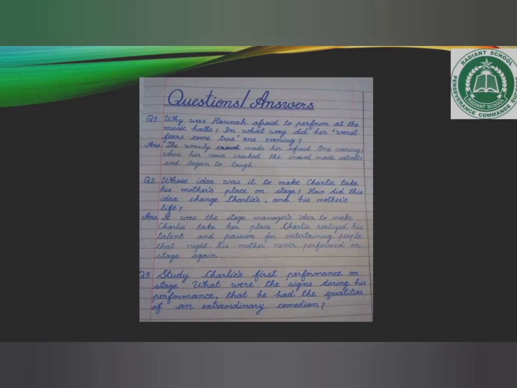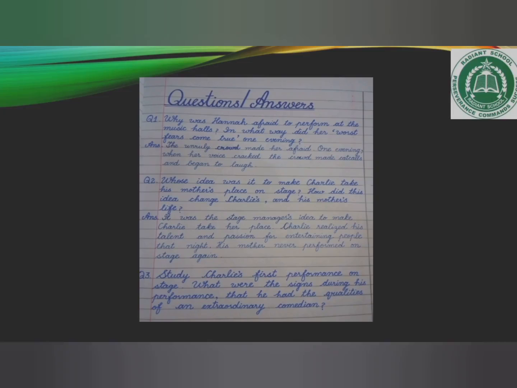Whose idea was it to make Charlie take his mother's place on stage? Question mark. And the second part of this question, how did this idea change Charlie's and his mother's life? Write the answer. It was the stage manager's idea. You read in the story that it was the stage manager's idea to make Charlie take her place.